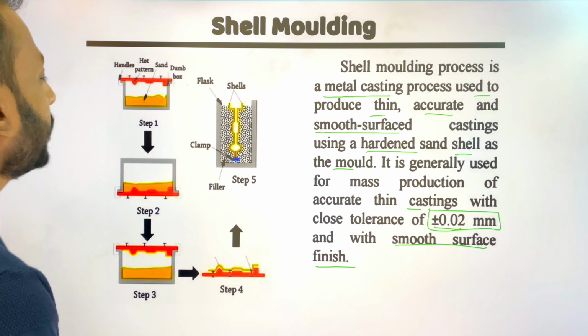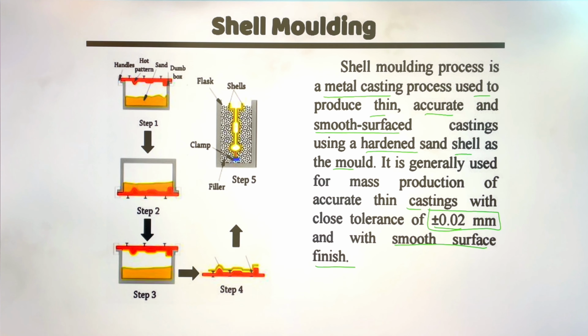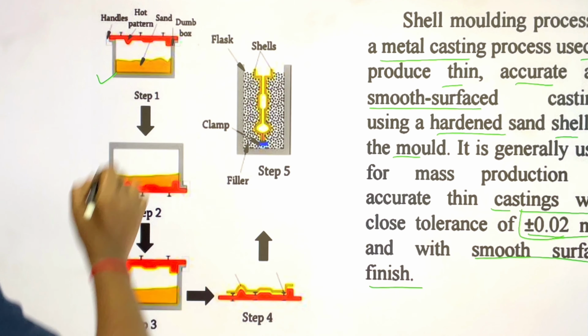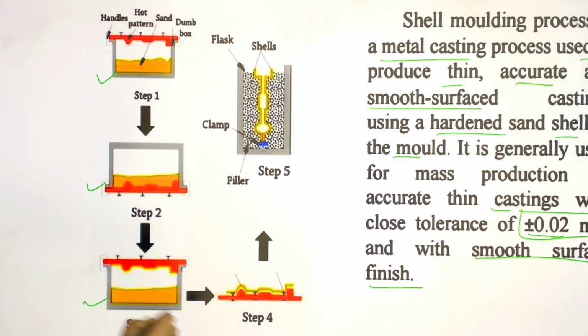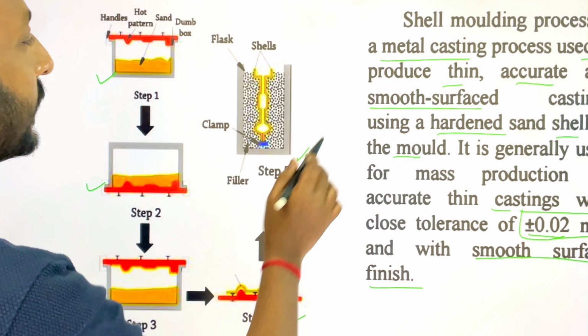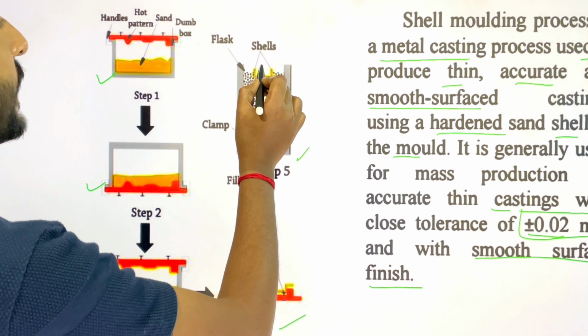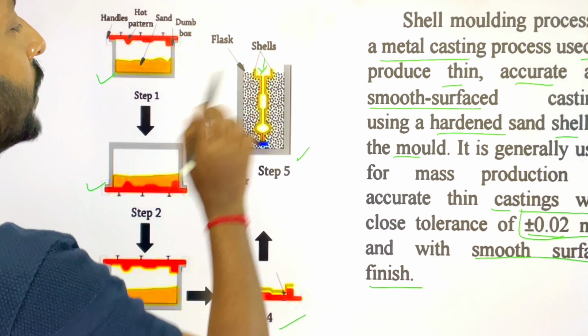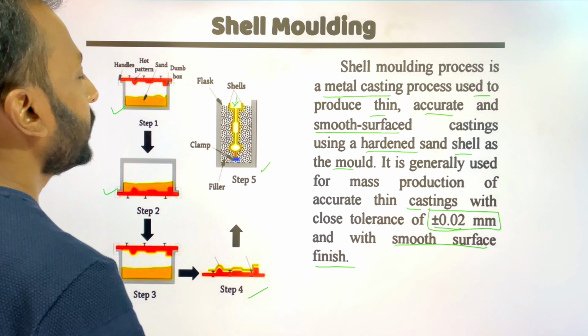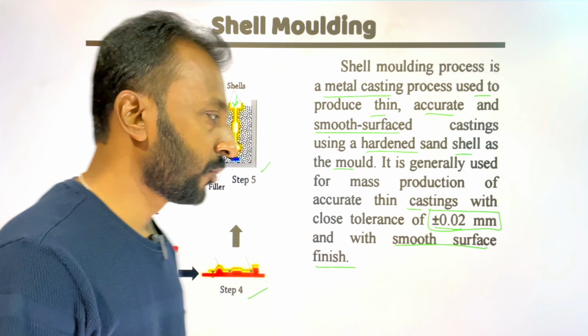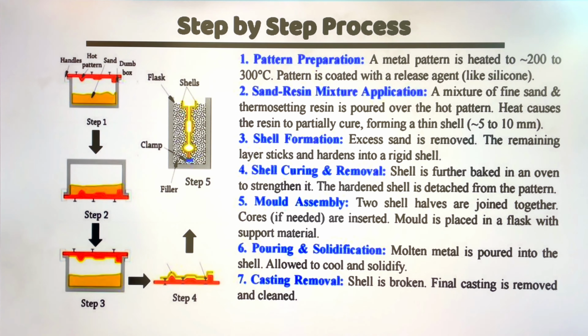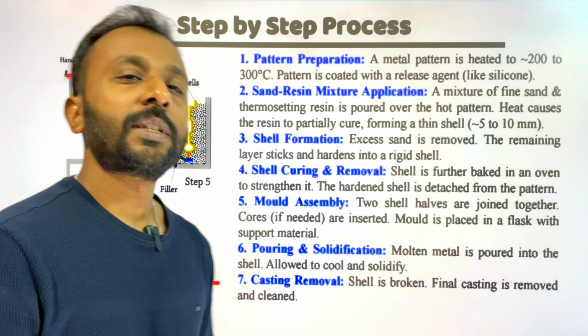So in this figure we can see step by step the shell molding process. So firstly we do this step 1, next step 2, step 3, step 4 and finally the step 5. Here we get the shell and we pour hot molten metal. After solidification we get the product. So now discuss the process step by step in detail.